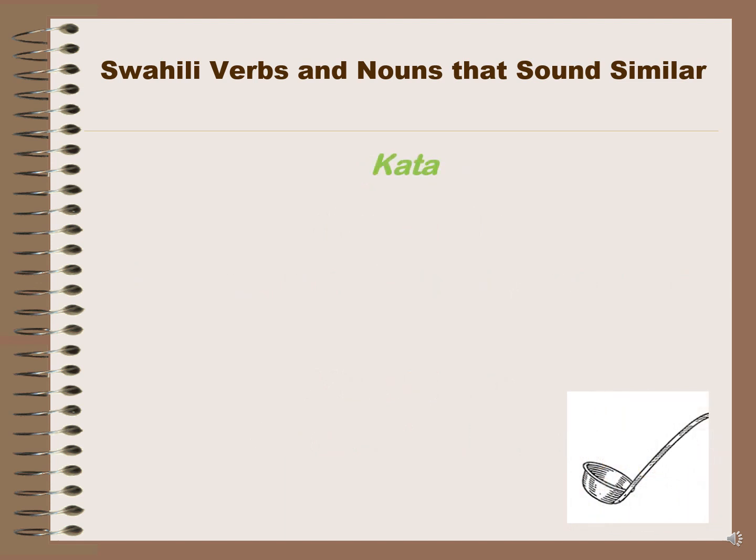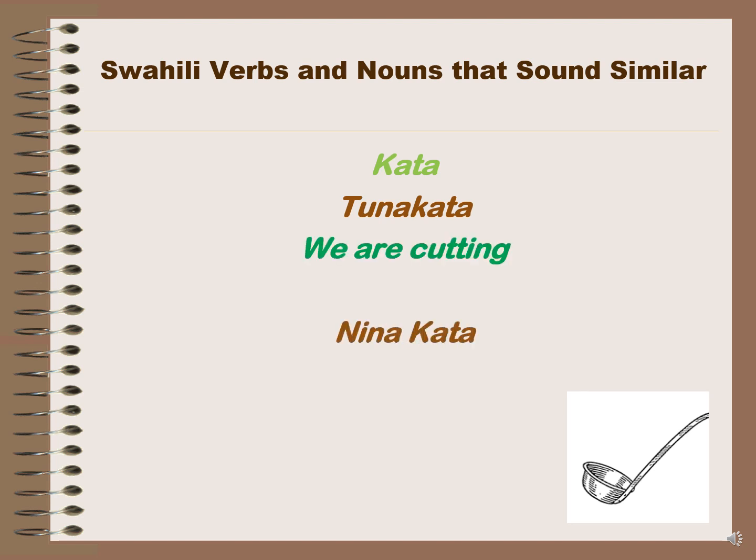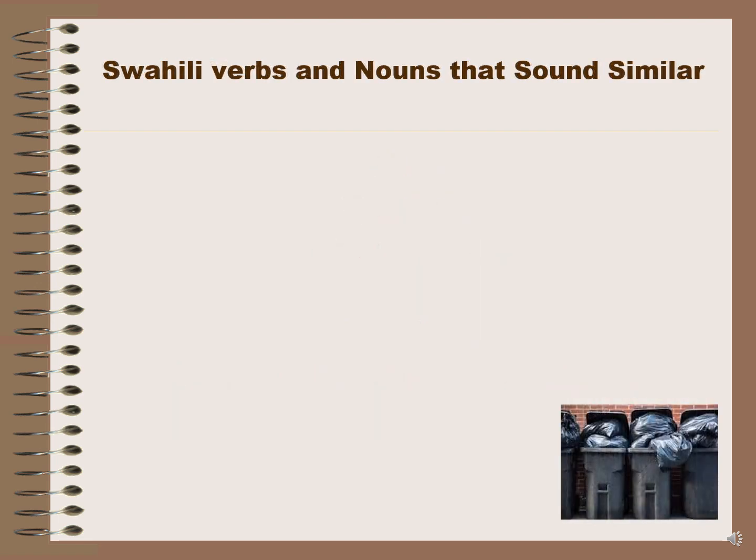Another word is kata, and an example that we have here is tunakata, meaning we are cutting. But when you separate and say nina kata, the meaning changes. Here, ninakata means I have a utensil for fetching water. The utensil is seen in the picture below. That is kata.